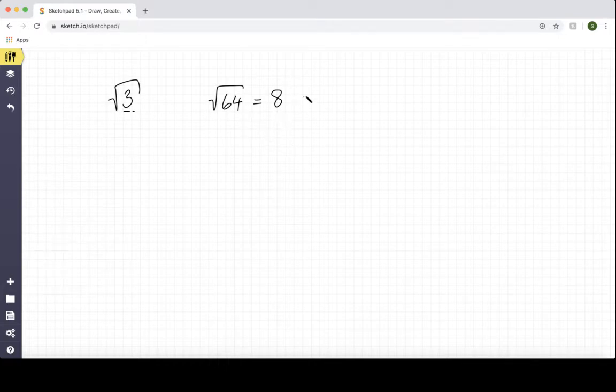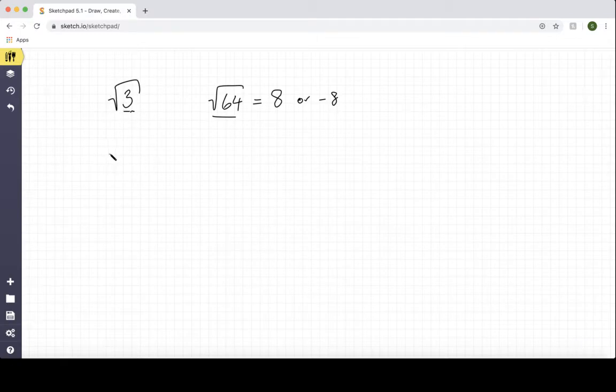Technically this would be 8 or minus 8, but just for this topic we'll focus on the positive square roots of things. So that's what a surd is, and some surds can be simplified and some can't. For example, the square root of 64 can be simplified, and we've simplified it to 8. However, the square root of 3 can't be simplified. This is it in its simplest form.